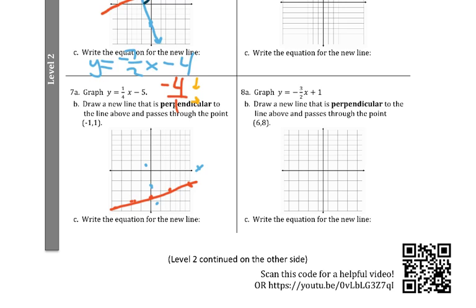Or maybe we go up 4 and back 1. Something like that. And we get our perpendicular line. So our equation is going to be y equals -4. You could put -4/1 if you prefer. X. And then it looks like we are crossing at -3. We're crossing the y-axis at -3 right there.